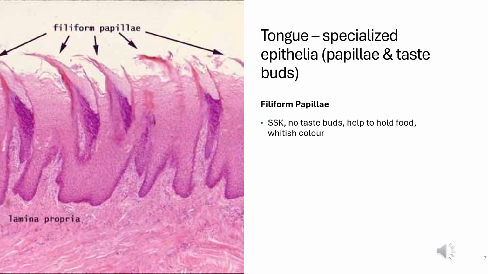Again, just to reiterate, when we're talking about filiform, it has a specialized epithelium. What makes it special is that it's stratified squamous keratinized epithelium, so it has keratin, and it has no taste buds associated with it. The purpose of filiform papillae is to help grip your food down. The spikes are essentially like little Velcro hooks, little hooks to hook in your food. And it's more of a whitish color.